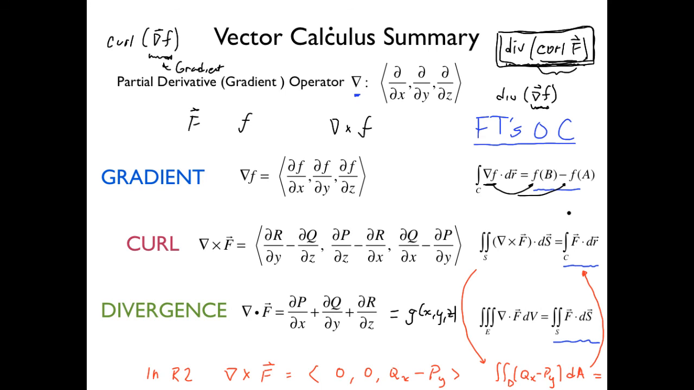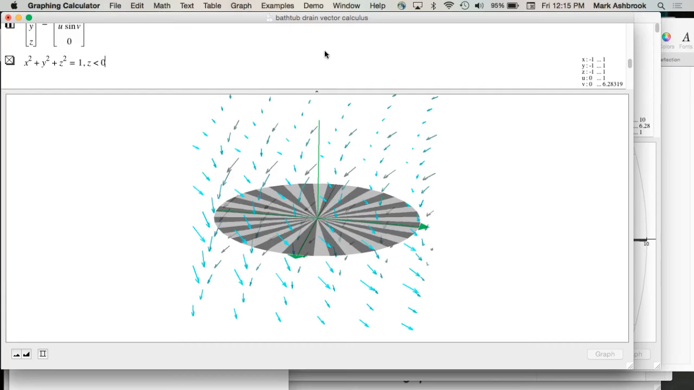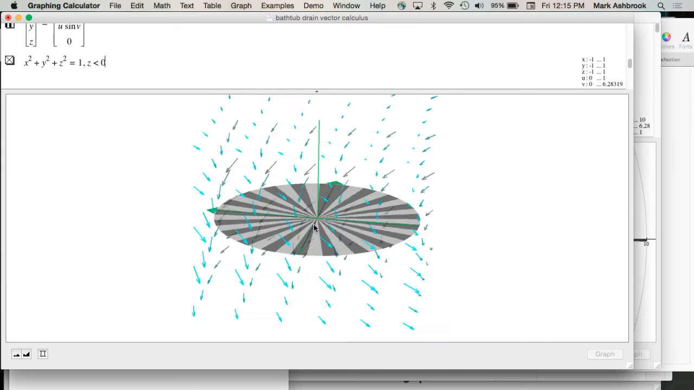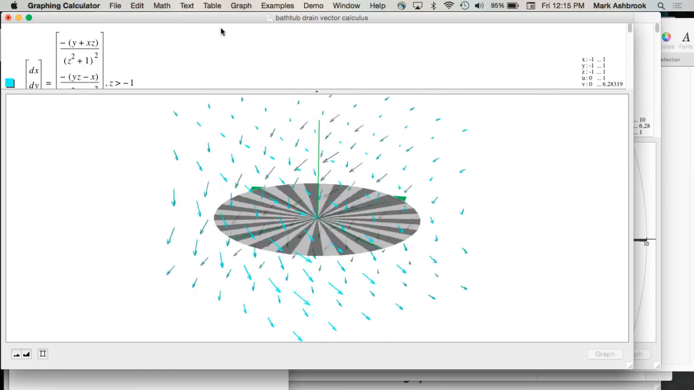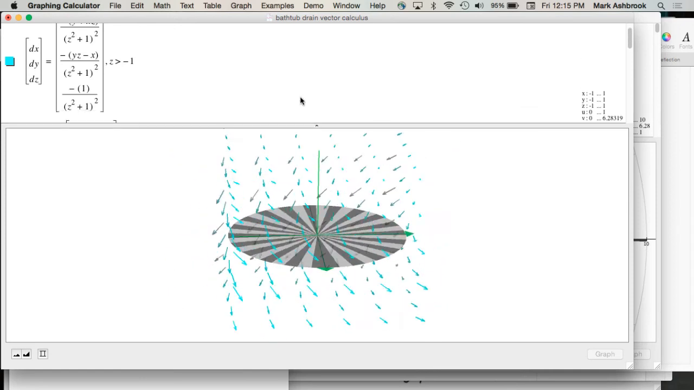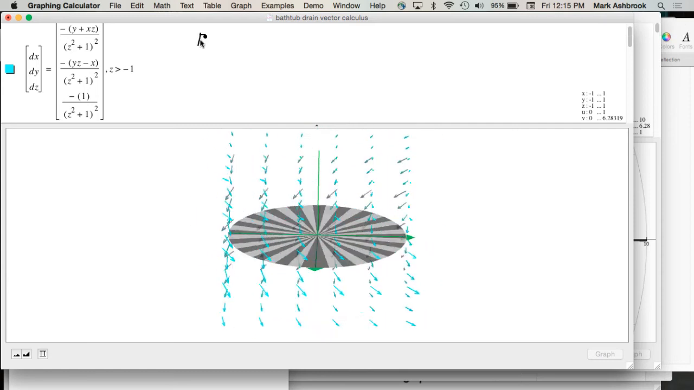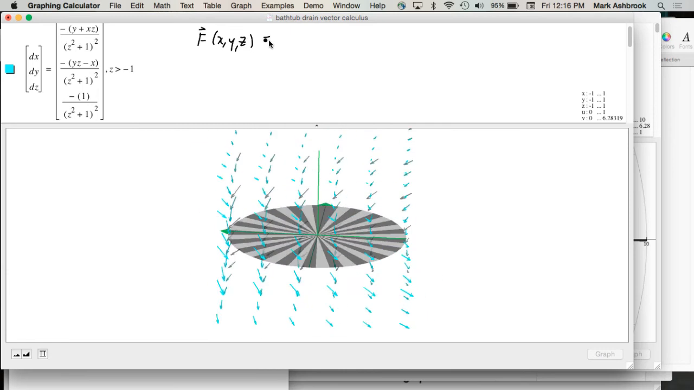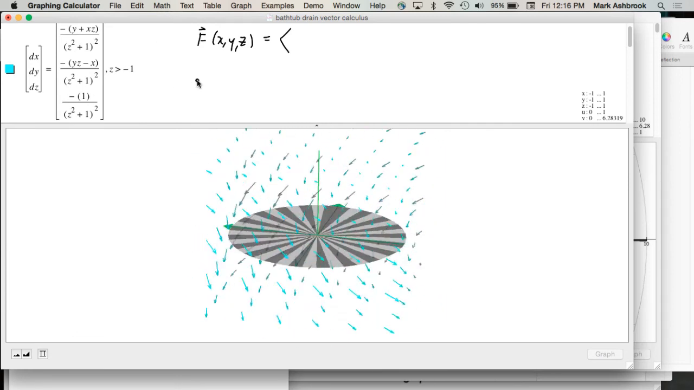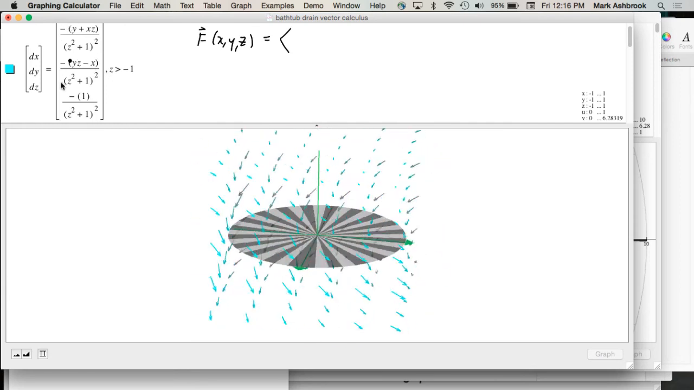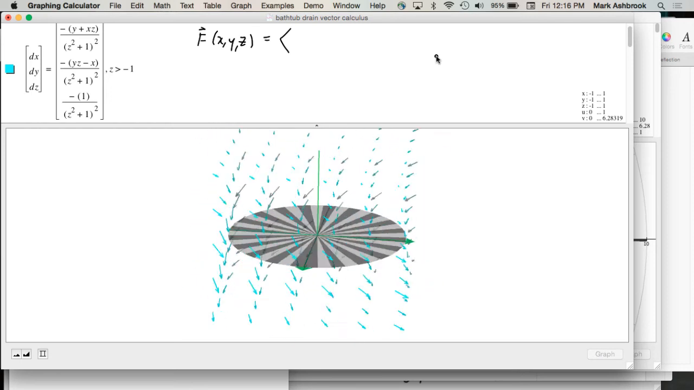Other questions? Okay, so I have an example that brings together lots of this stuff. Here is a vector field of water flow in the bathtub near a drain. There's the drain. So this vector field is this bad boy here. It's just written vertically, and you can read that just as well as horizontally, right? This is the x component of the vector field, this is the y component, and this is the z component. And then I have the unit disk in the xy plane as the surface of the drain.